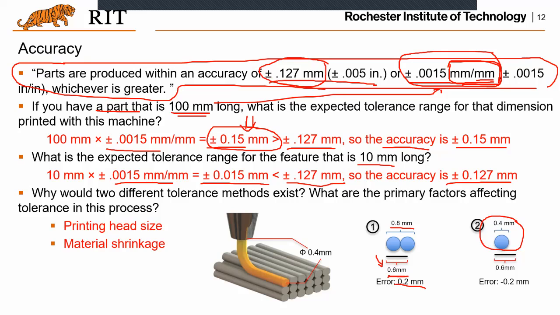That is, you can only print multiples of the nozzle size, the nozzle diameter, for the dimensions. And sometimes you cannot reach the exact dimension of the part, and there will be an error associated with this. All right. Any question regarding these slides?